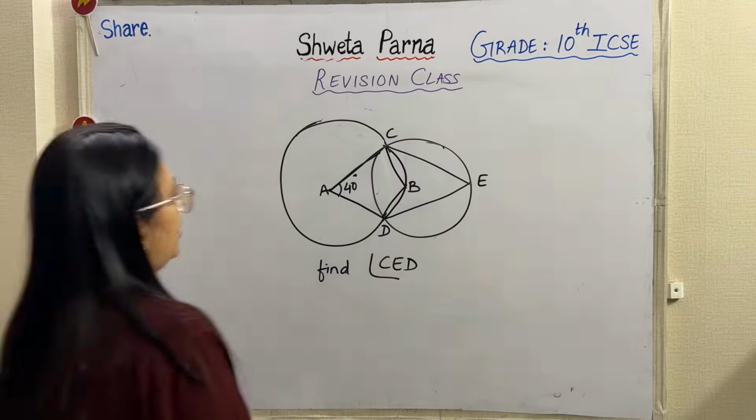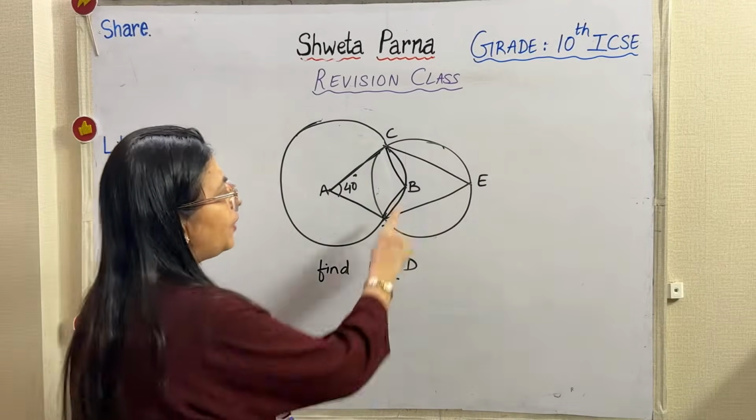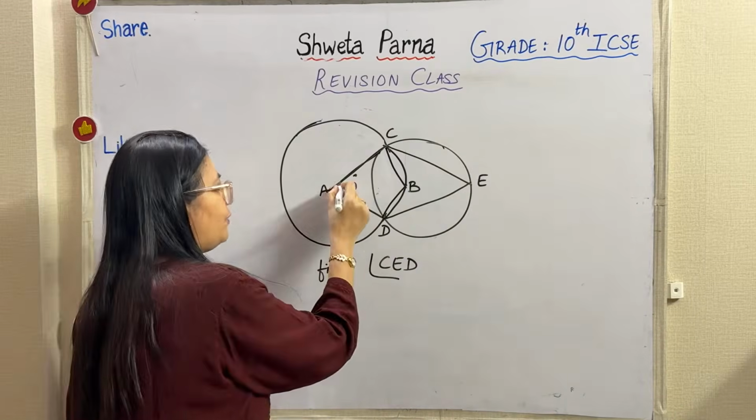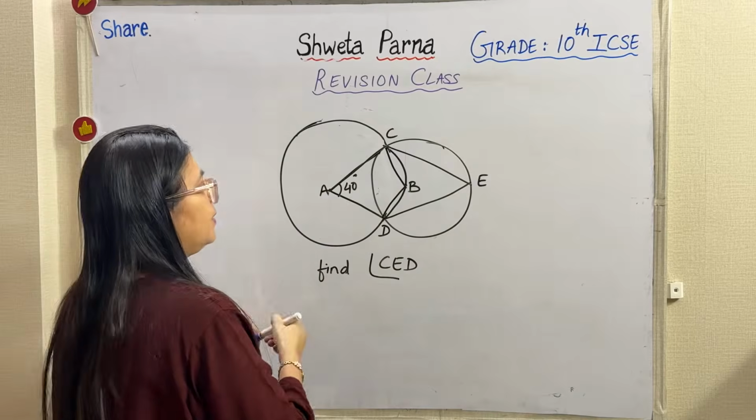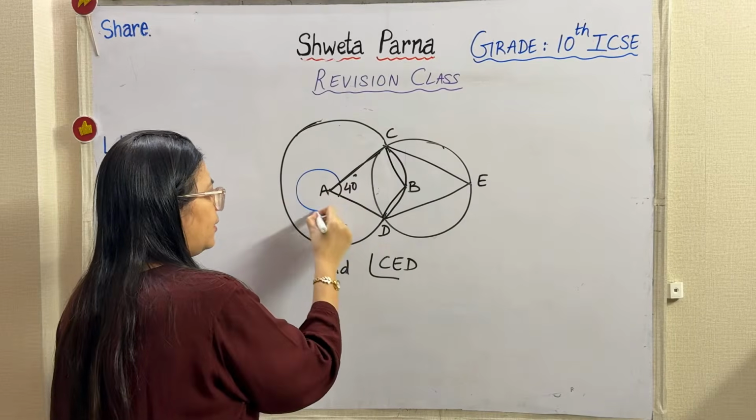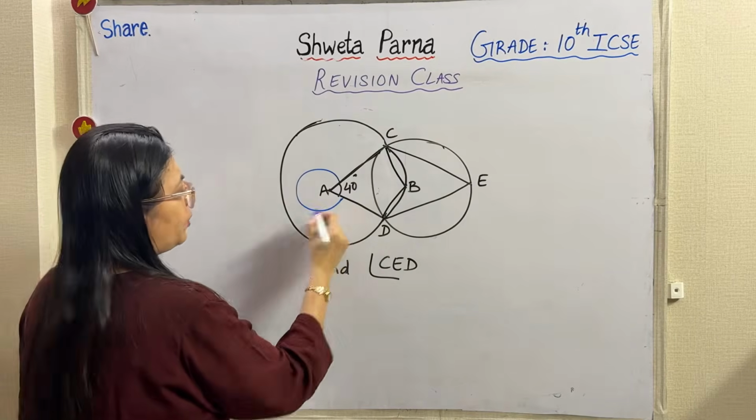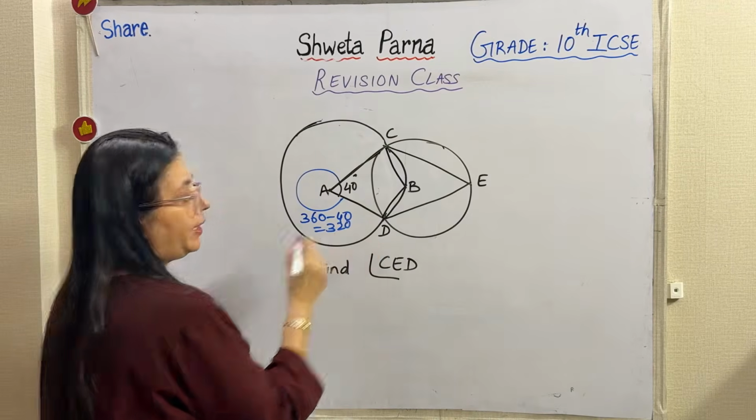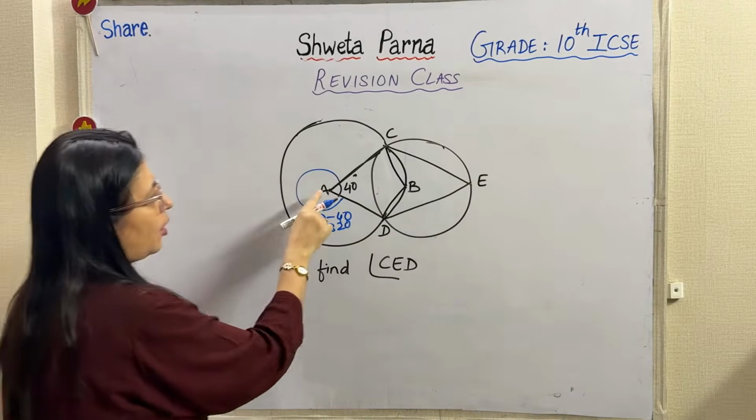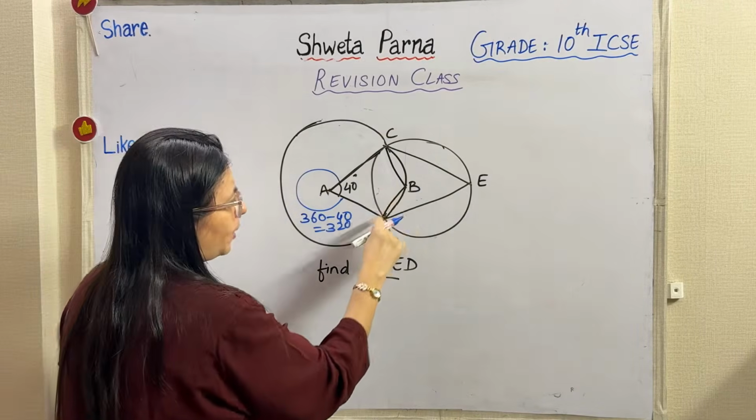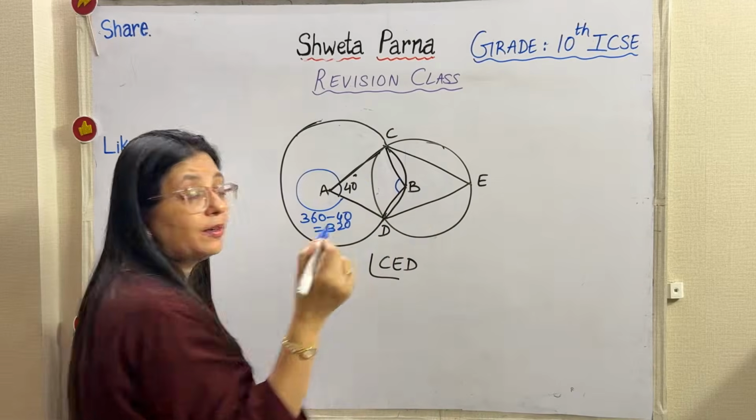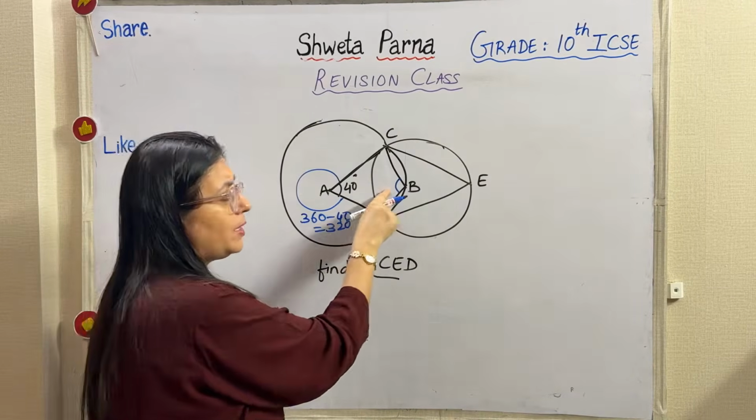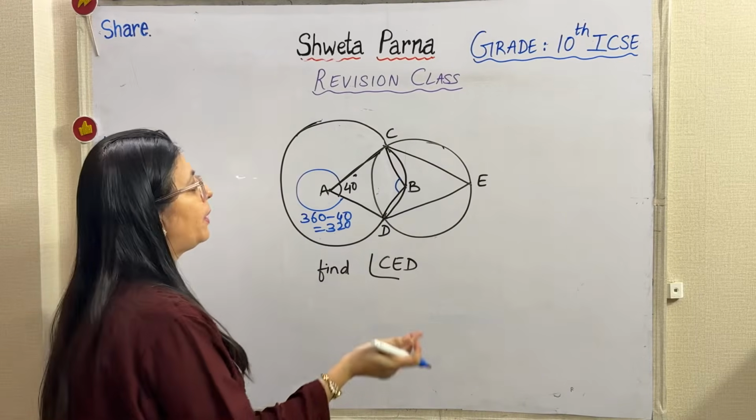See here. Now this is 40 degree. They have given that B is also a center of a circle, right? So first I will find reflex angle CAD, this angle. So CAD would be 360 minus 40, which is 320 degree. Okay. Now this is a part of this circle, so this is your central angle property. The angle subtended at the center is double the angle subtended at the remaining part of the circle.